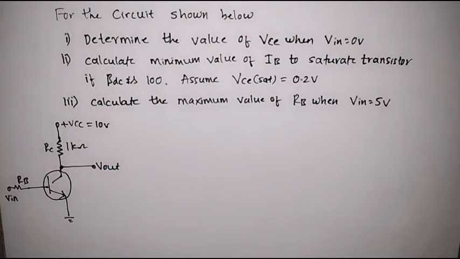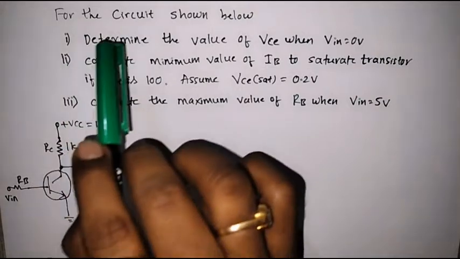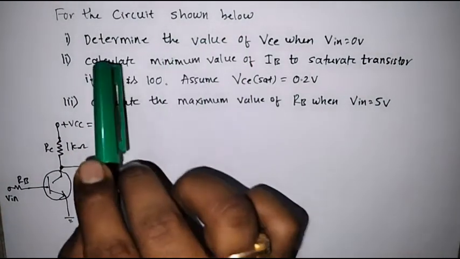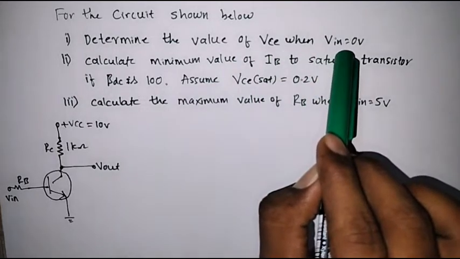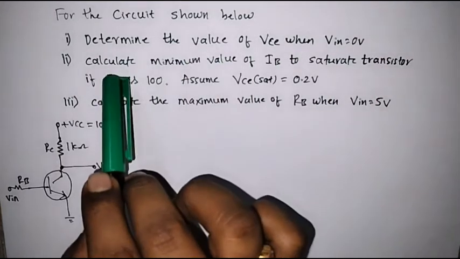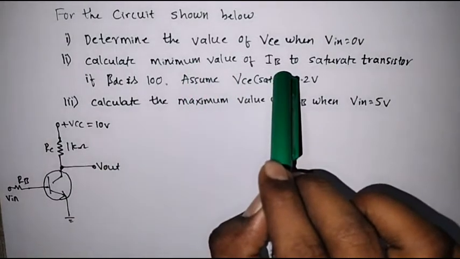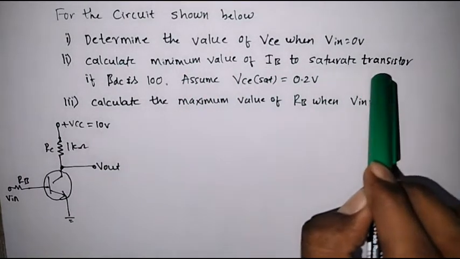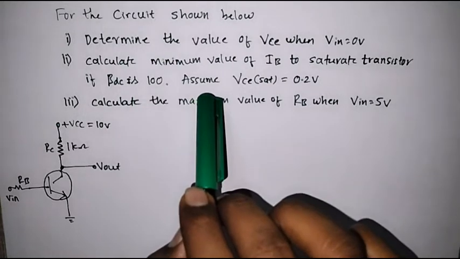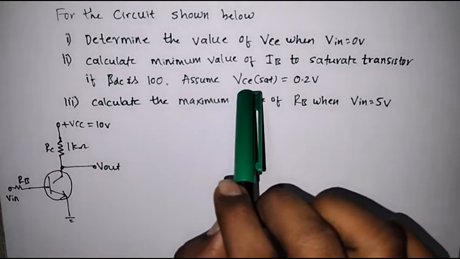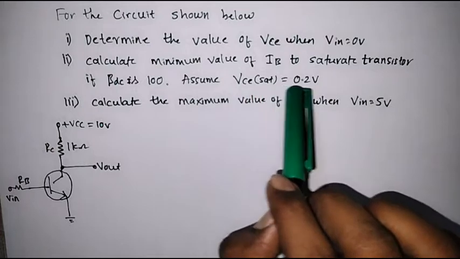Let's take one example on transistor. For the circuit shown below, determine the value of VCE when Vin is equal to 0. Calculate the minimum value of IB, that is base current, to saturate the transistor if beta DC is 100. Assume the voltage between collector and emitter at saturation is 0.2 volts.